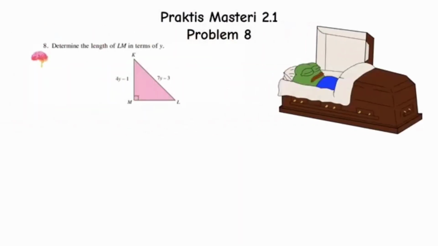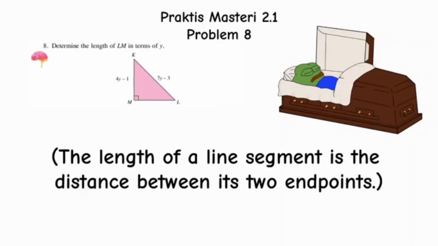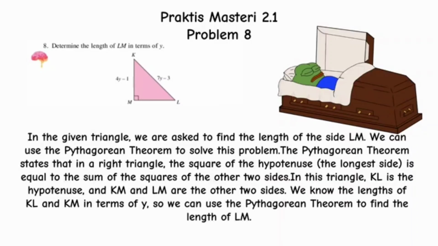Problem 8, determine the length of LM in terms of y. The length of a line segment is the distance between its two endpoints. In the given triangle, we are asked to find the length of the side LM. We can use the Pythagorean theorem to solve this problem.